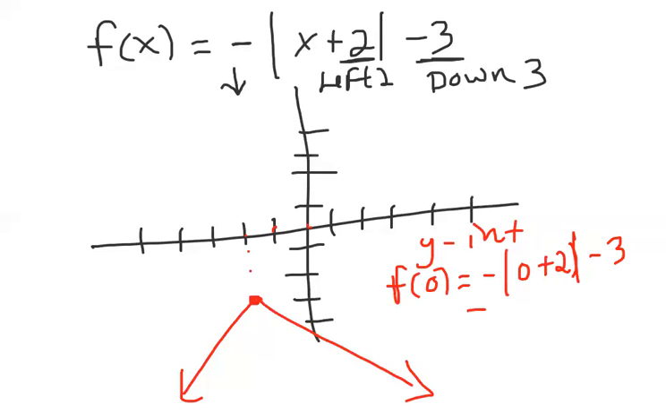So look at what we end up with. 0 plus 2 is 2. Absolute value is 2. Okay, so we get negative 2 minus 3, which gives us a negative 5. So the y-intercept would end up somewhere over here, guys. And that's close enough, guys. That is close enough. Come on now.